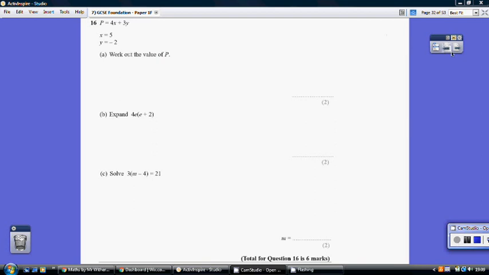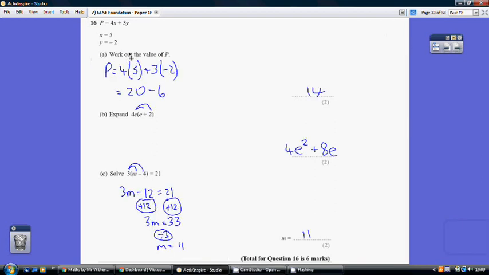Question 16. So part A. We're working out P, which equals 4 lots of X plus 3 lots of Y. Well, 4 lots of X is 4 lots of 5, which is 20, plus 3 lots of Y. Well, Y is minus 2. 3 times minus 2 is minus 6. So 20 minus 6 is 14.